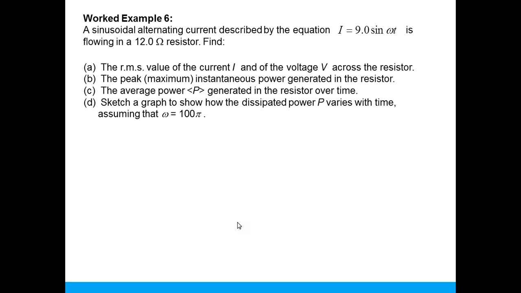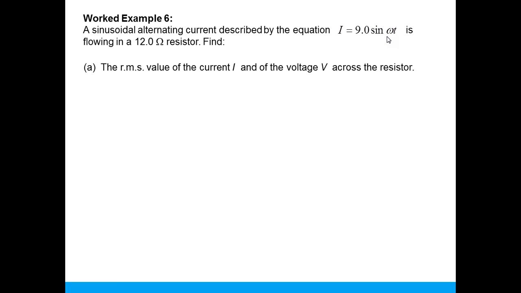Example number 6. A sinusoidal alternating current is described by this equation and it's flowing through a 12 ohm resistor. Find A, the root mean square value of the current, and the voltage across the resistor. Notice that in this waveform equation, 9.0 will be the peak current because the maximum value of sine omega t is 1.